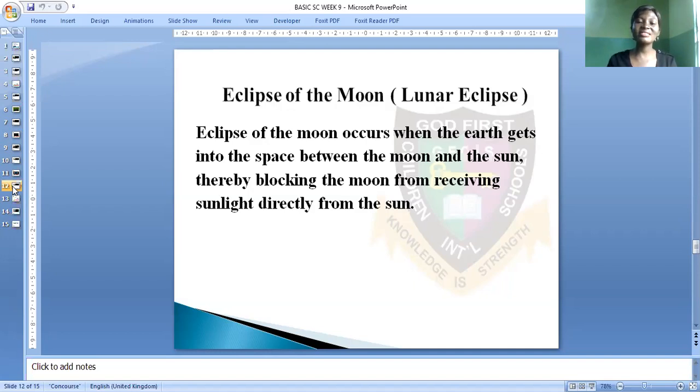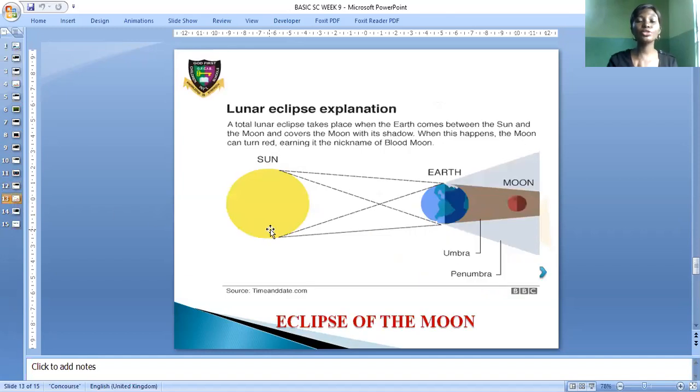So when the earth is in between the moon and the sun, the earth will be blocking the moon from receiving light from the sun. So lunar eclipse will occur. When this happens, lunar eclipse will occur. Now let me show you the formation of eclipse of the moon, lunar eclipse.